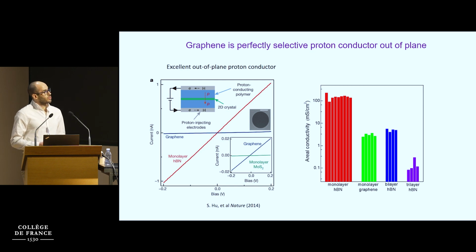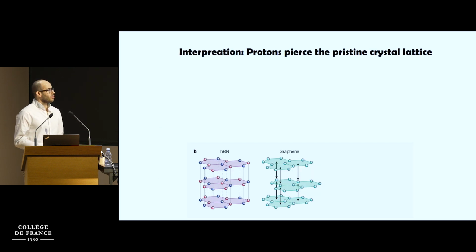Each bar is a different device. If you look at monolayer boron nitride compared with bilayer and trilayer, you see that for each layer, the current drops by about an order of magnitude. For monolayer graphene, we still see significant proton conductivity, but for two layers of graphene, we don't see any proton transport at all. So the layer dependence of the proton transport can be understood straightforwardly from the stacking of these crystals.